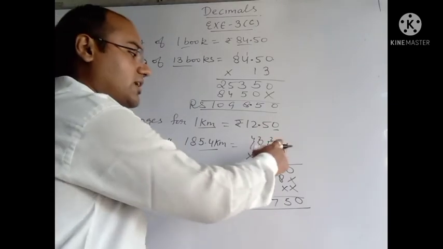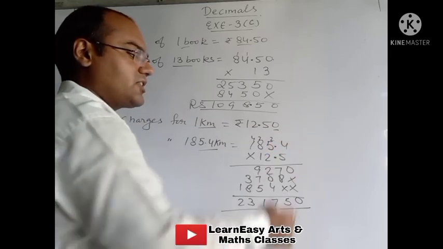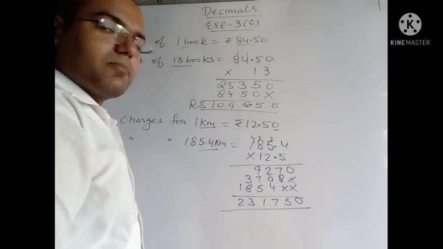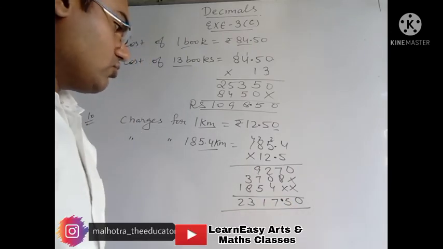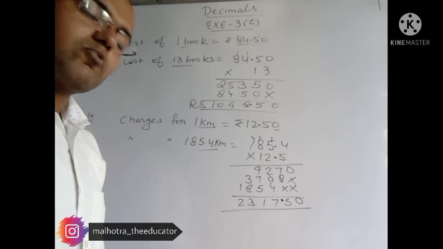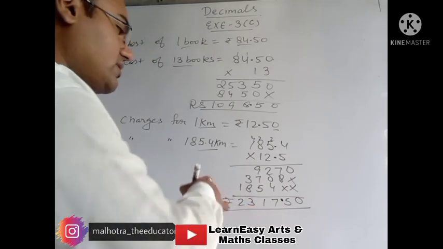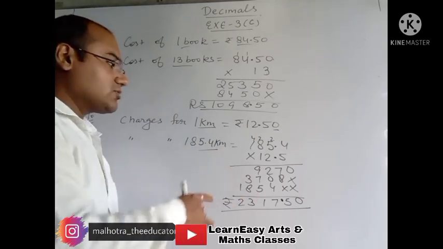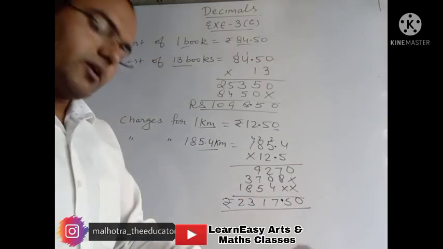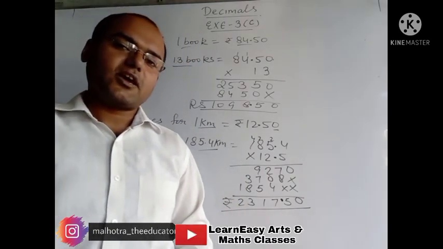In both these numbers the point is there. Here after the decimal 1 digit. Here also after the decimal 1 digit. So the point will be before 2 digits. So our final answer is 2317.50 rupees. So this much is the cost of the 185.4 kilometer journey. So like this you have to do this question number 10. So now this exercise is over. You all have to finish this exercise in your fair notebook.